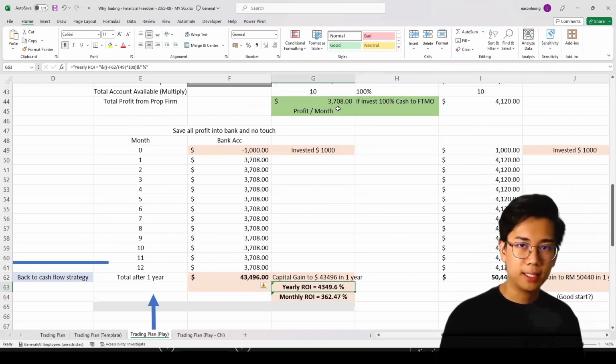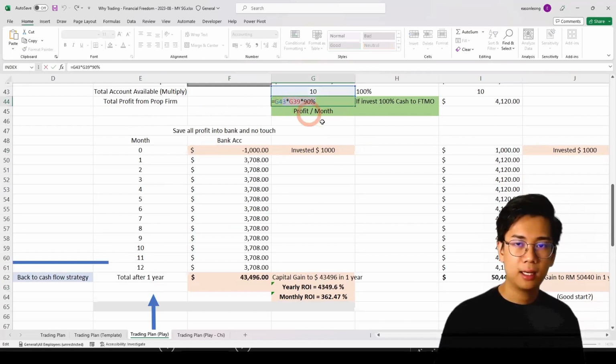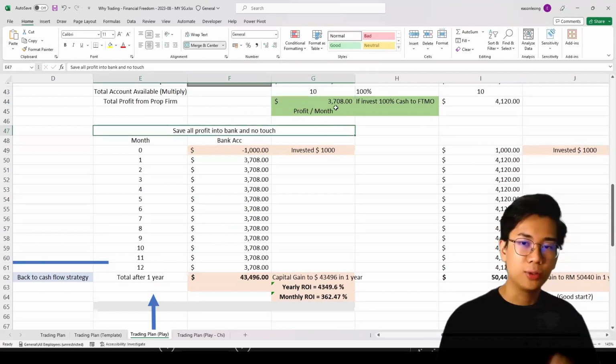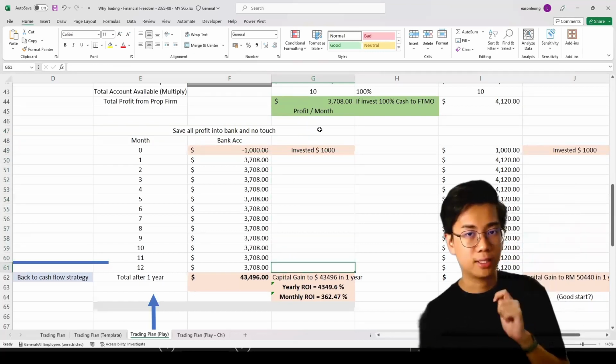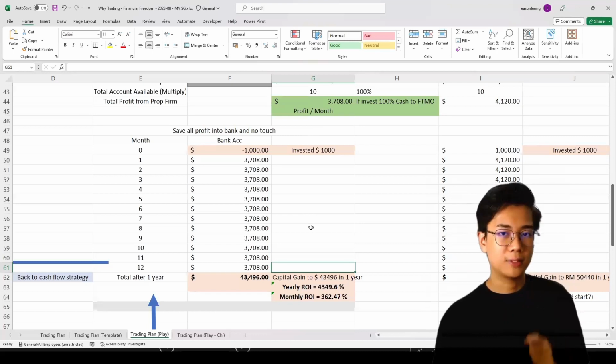Why is it deducted by 10%? Here there's a profit sharing. You get 90% from FTMO. I just put out the simplest calculation. Of course, it's not in this way, but I put it out like this first.